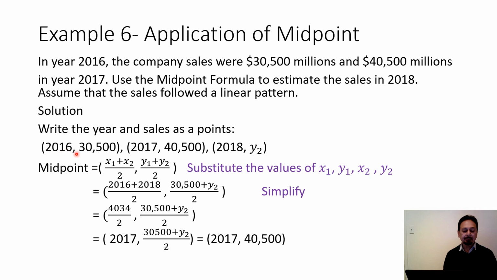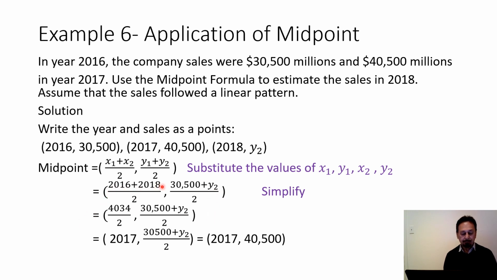So if you notice 2016, 2017, these two years, 2018 is not the midpoint of these two years. Actually, this is the midpoint. So you can find the midpoint of these two points and then equate it to this one. So here's the midpoint, (x1 plus x2) over 2, comma (y1 plus y2) over 2. So we substitute x1 is 2016, x2 is 2018, divided by 2. And then y1 is 30,500 and y2 is what? y2, divided by 2.